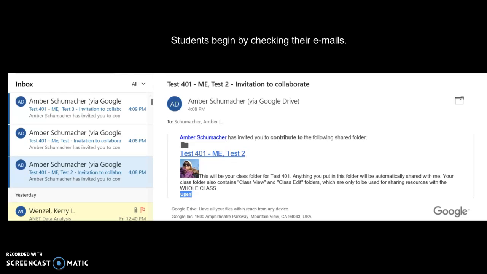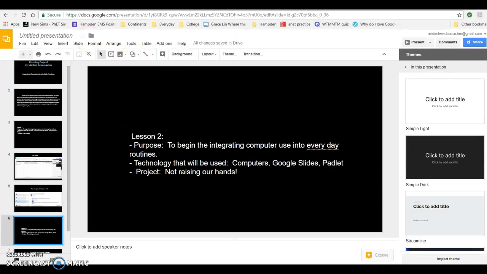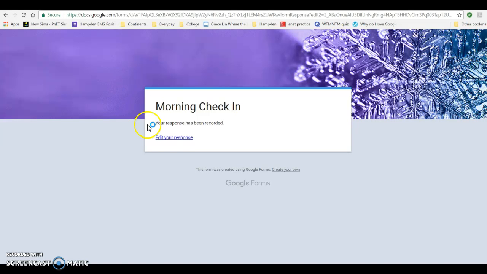If the students are late, I do not get the check-in from them necessarily because they've missed out. And I think that this could also prove to be an incentive. Maybe they'll want to try to come into school sooner so they can get their computers and do this little extra work for me. So that's lesson 2. So let's look at the morning check-in.